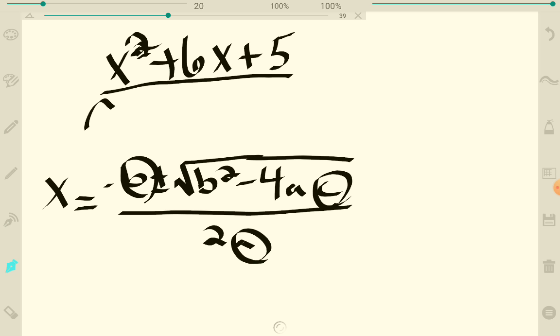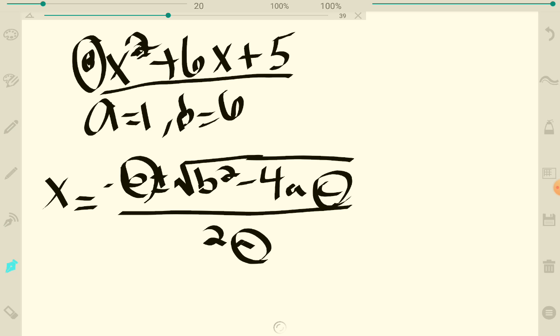So a is going to be the first one. So a right here equals 1 since there's nothing in this area right here. B is going to equal 6 because 6 is in front of the coefficient x. And c is going to equal 5 because it's the last one and there's just 5. So we need to plug it in.